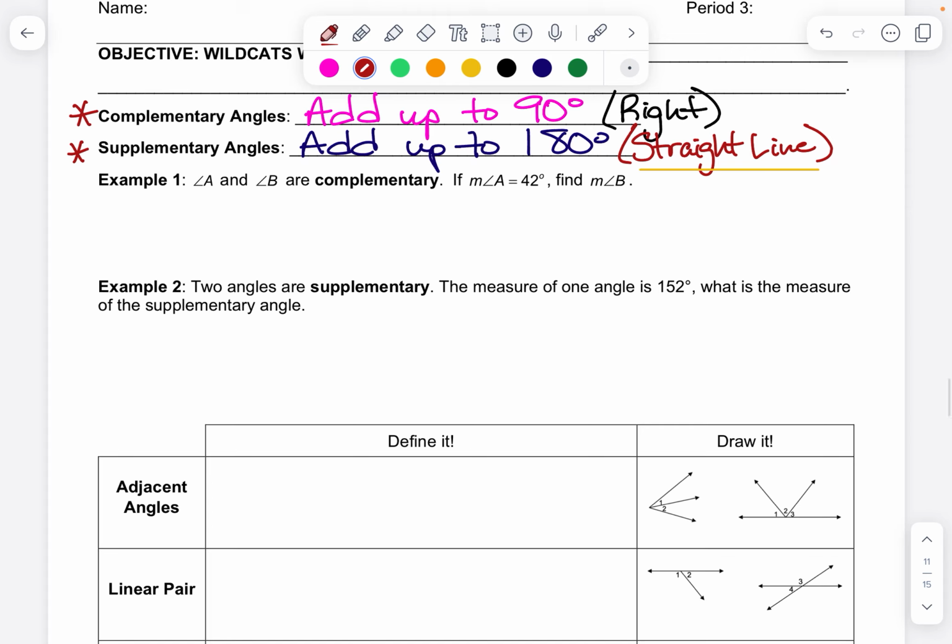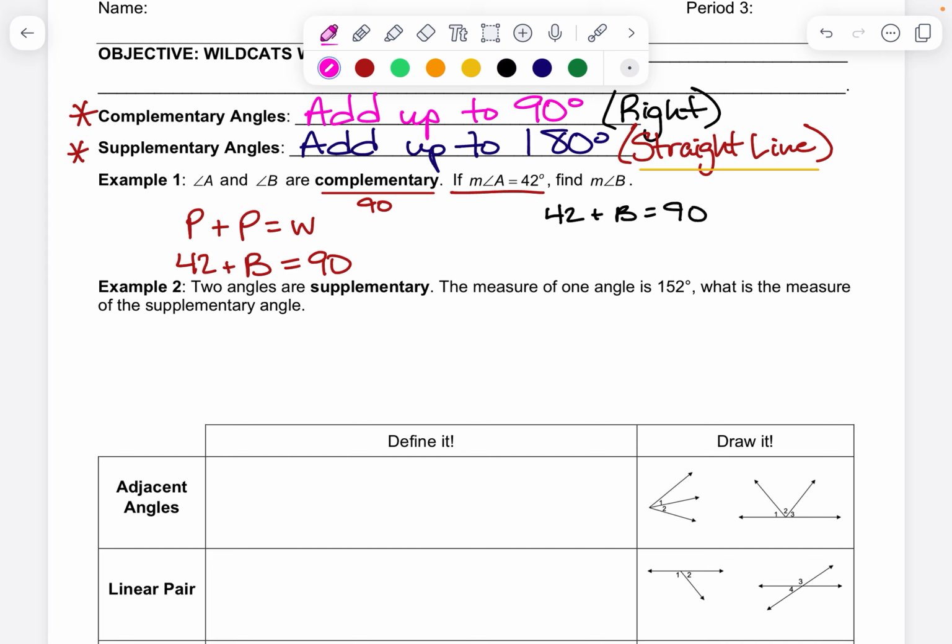So example 1 says angle A and B are complementary, okay? Now, complementary means that they add up to 90. So I know that the part plus the part equals the whole thing. And so if angle A is 42, I don't know angle B, but I know they add up to 90. I can just solve this like any other equation, and I can subtract 42 from both sides, and angle B equals 48 degrees. Angle B equals 48 degrees.